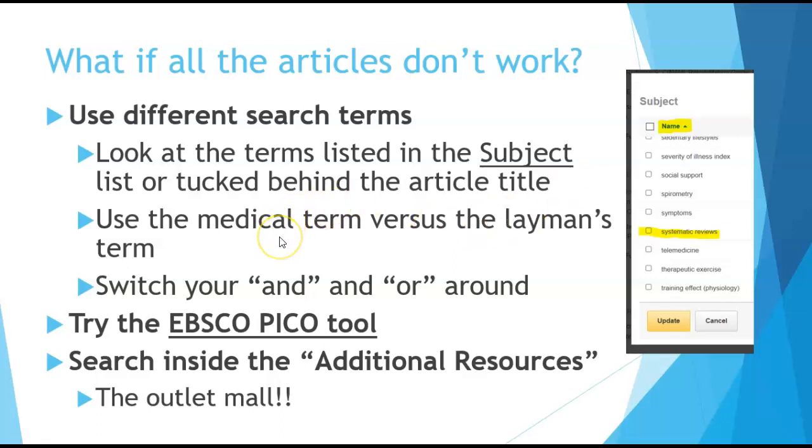Maybe change to the medical term versus the layman's term, which might be in your box, and switch your ANDs and ORs around. Sometimes that's helpful. It might broaden things for you. So that's one recommendation. The next thing that you can try is the EBSCO PICO tool, and I'll show you how that works real quick. And you can also search inside those additional resources or the outlet mall.